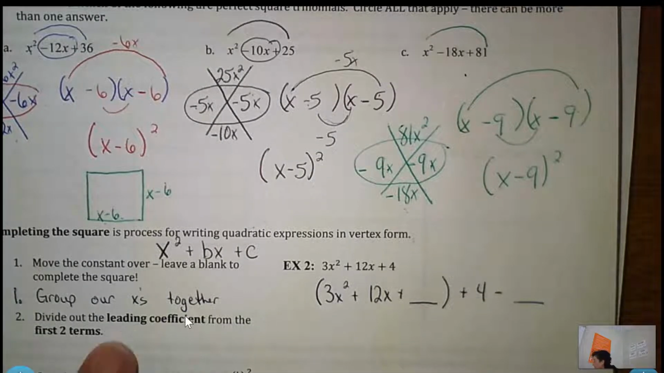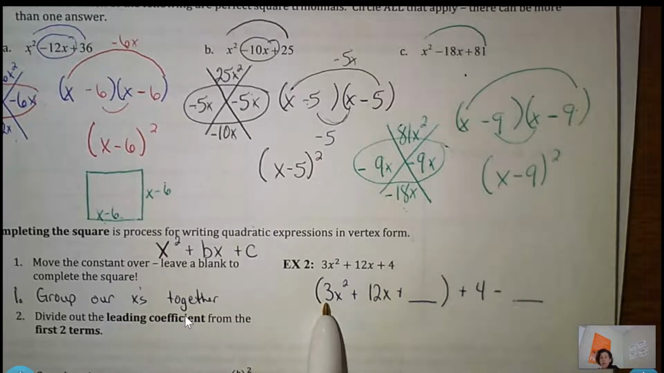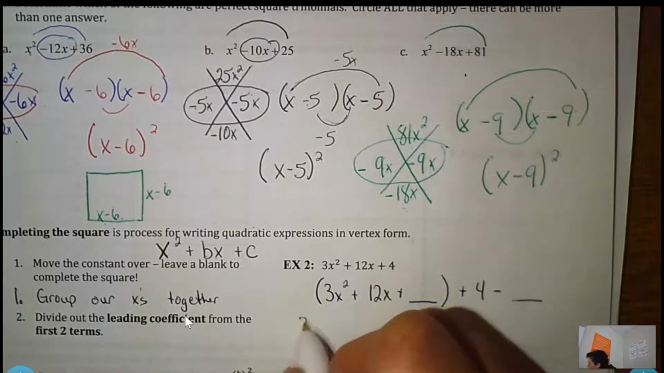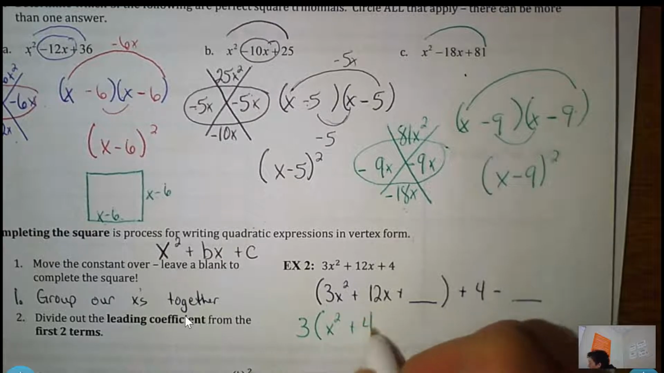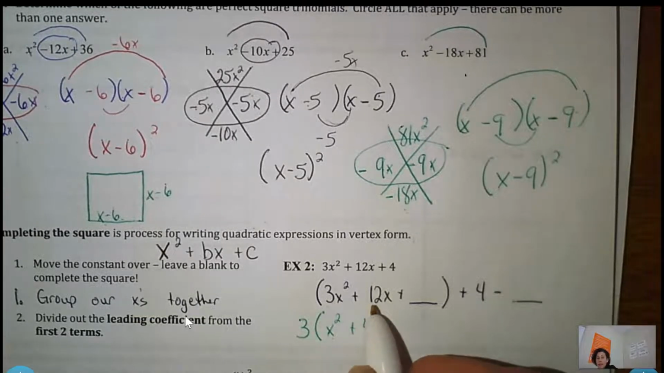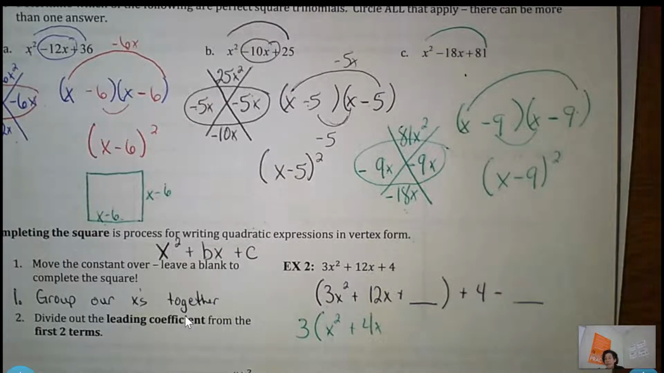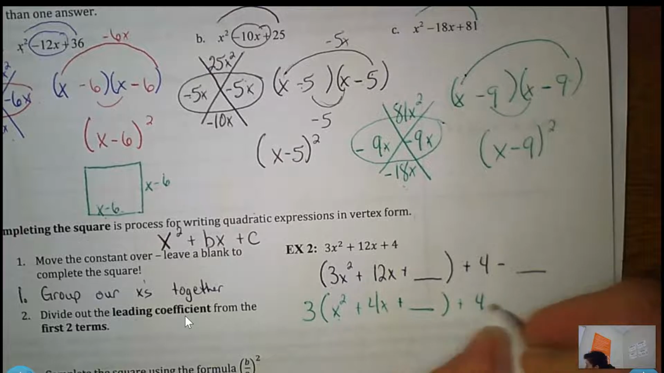Now what we're going to do is divide out the leading coefficient. So we will be factoring a 3 out of here. So I'm going to divide that 3 out, and you're left with x squared plus 4x, because when this distributes back in, you get 12x. So it's still the same. I'm going to keep this blank and this blank.